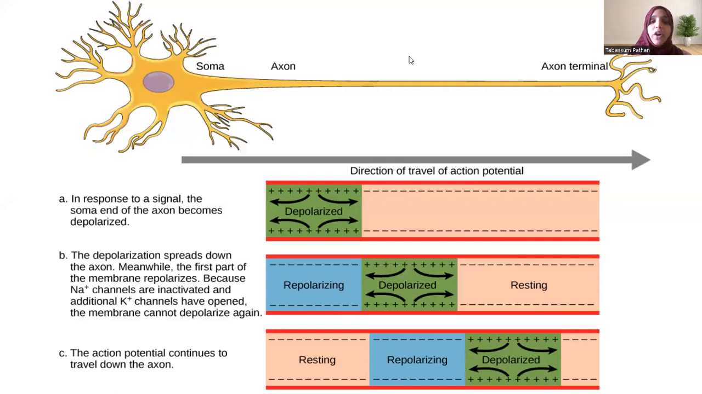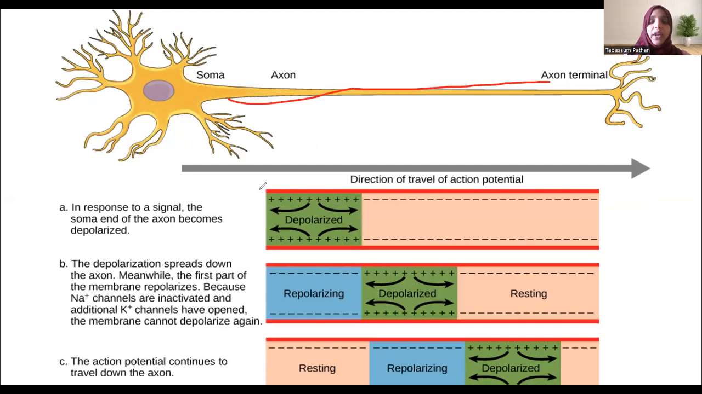So how is this brought about? Let's say this is the axon length. Earlier it was in a resting state. In the resting stage, what happens? Outside positive and inside negative. Now there is a signal coming. In response to a signal, the soma end of the axon becomes depolarized. Now, how is this change in the membrane potential brought about? Sodium channels will open.